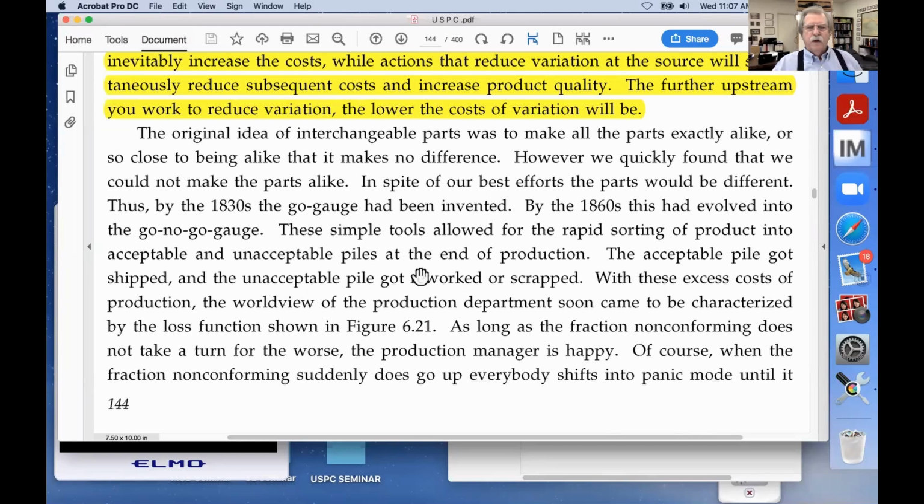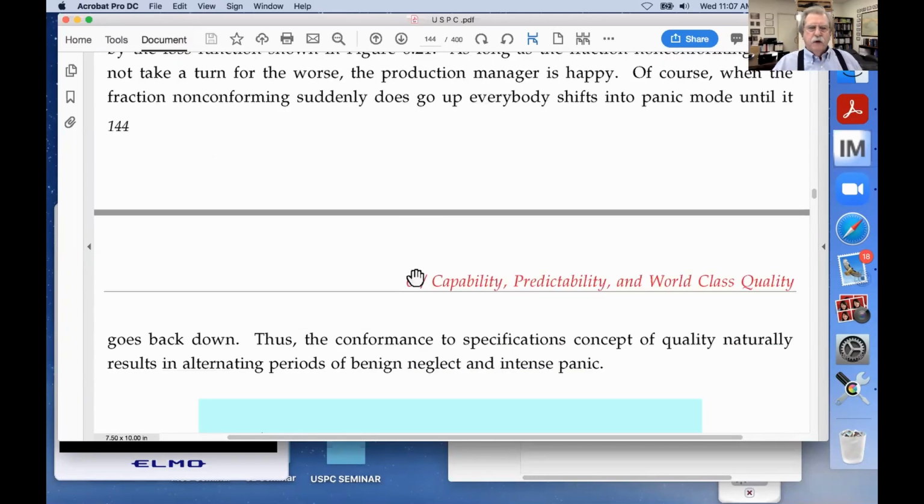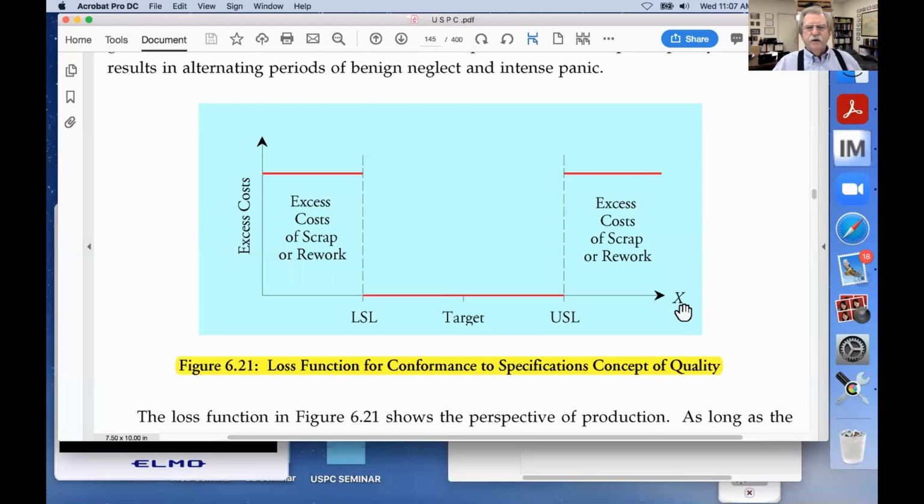Now, on the next page, you have a loss function for the conformance to specifications concept of quality. As long as we get to ship it, we don't have any excess cost. If we have to rework it, well, that's an excess cost. If we have to scrap it, yeah, that's an excess cost. But if we don't have to scrap it or rework it, if we get to ship it, then it's out of here. No problem. Until it gets to your customer.